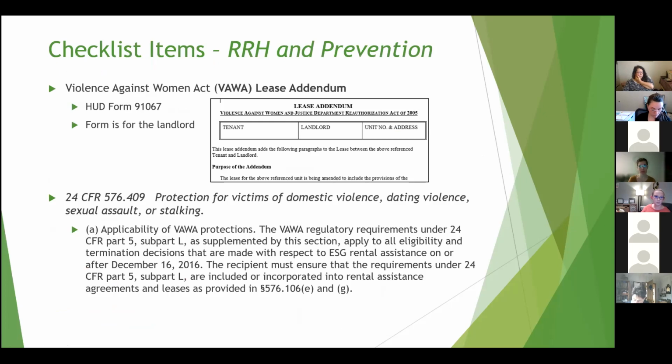Right. So next up are some VAWA things. The first is VAWA, the Violence Against Women Act, and there is a lease addendum that needs to be signed with every lease. It's a specific HUD form, 91067, and this is a form that's for the landlord. So the landlord signs it, certifying that they are aware of VAWA and that it applies to any recipient of federal funds.